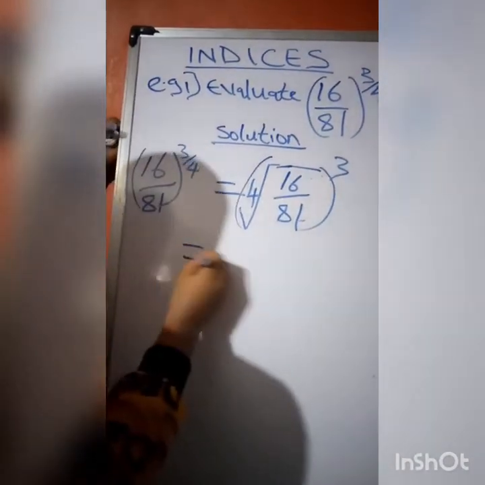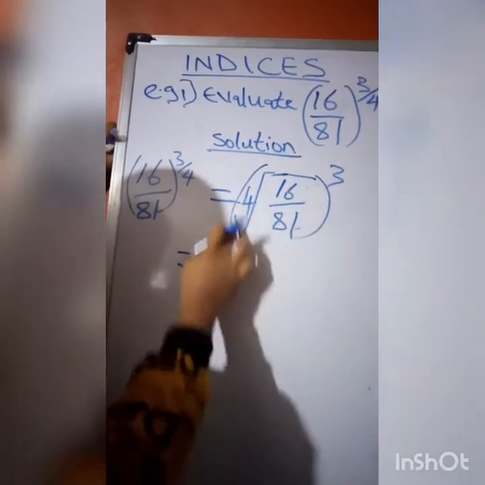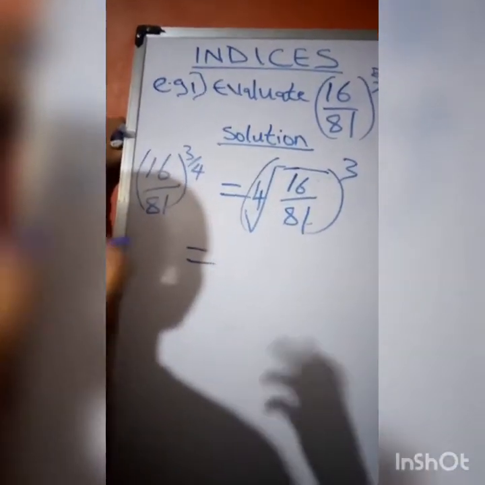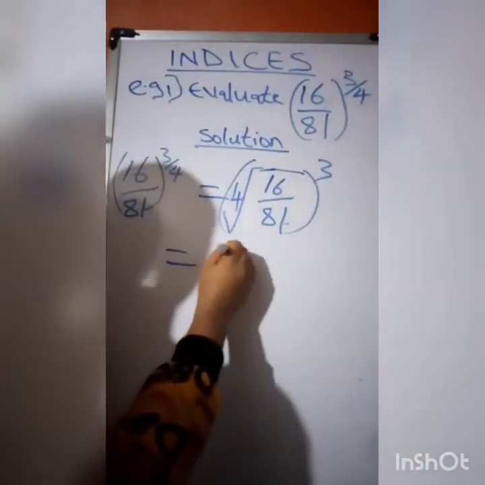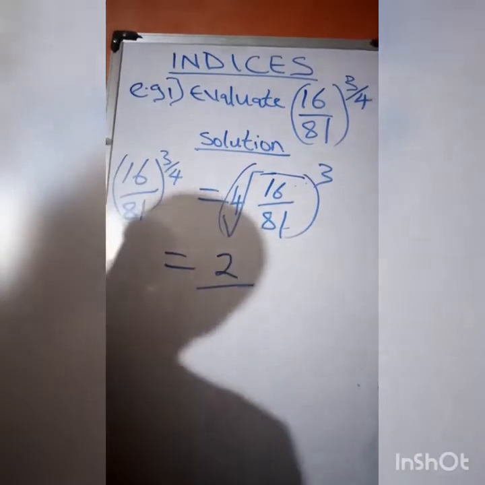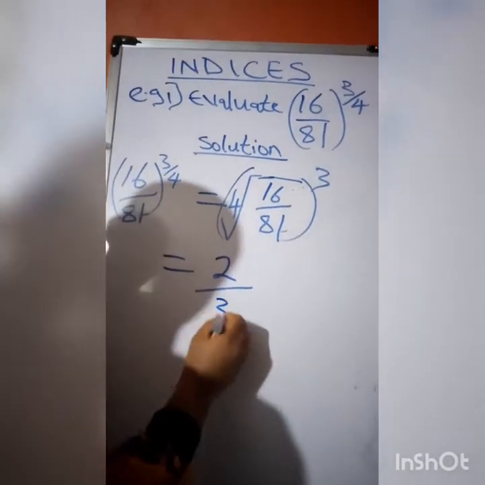So let's evaluate this. The fourth root of 16, the fourth root of 81. The fourth root of 16 means what do you multiply by itself 4 times to give you 16? My answer will be 2. What do you multiply by itself 4 times to give you 81? My answer will be 3.